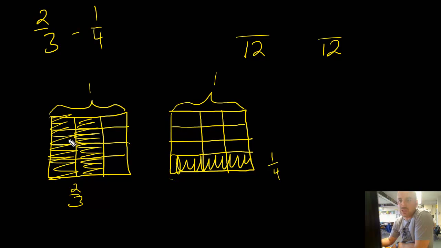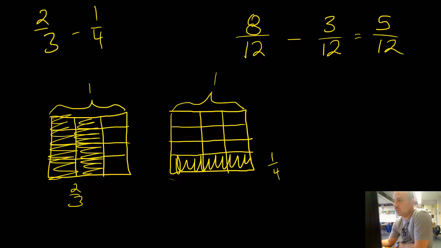And over here, how many 12ths do I have? I have 2 rows of them. That would be 4 and 8. And I'm subtracting. I'm taking away 1, 2, 3 12ths. And I'm going to get a difference. 8 minus 3. 8 minus 3 is 5. My 12 stays the same because that's the size of the piece I'm using. And I have the difference of 5 12ths.